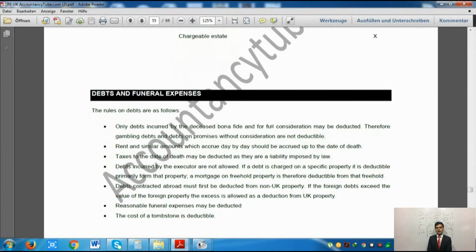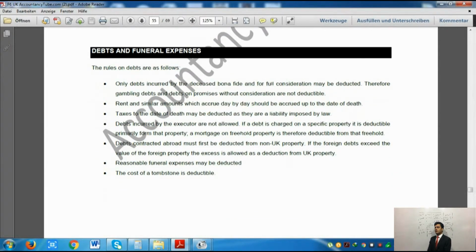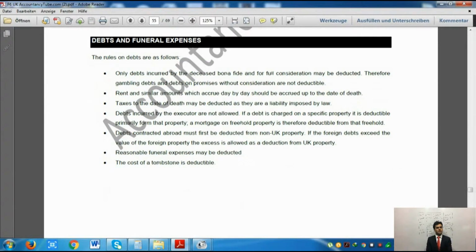Now what he has done, he has gifted that house, but he has made the reservation himself as well, because he is living in that house. That would be called a gift with reservation. He has made the gift, but he has reserved the rights to live in the house. So that's why it is called gift with reservation.